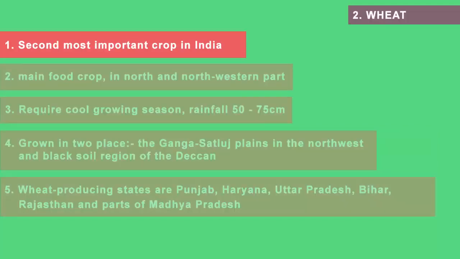But now due to advancement in irrigation facilities, even these states are able to grow rice. And the second crop is wheat. It is the second most important crop in India. It is the main food crop for the people of north and northwestern part of the country.